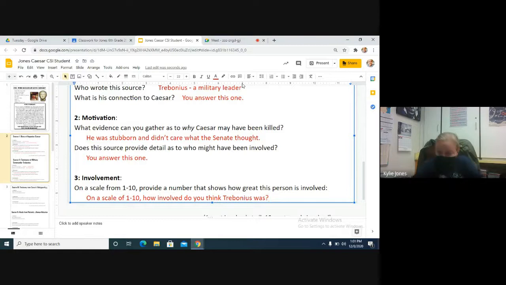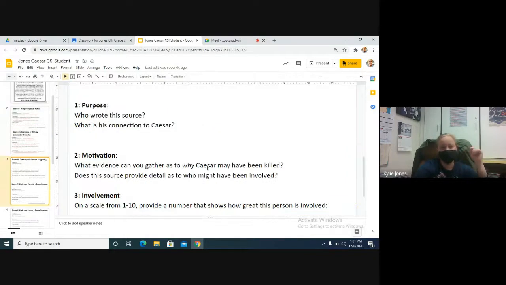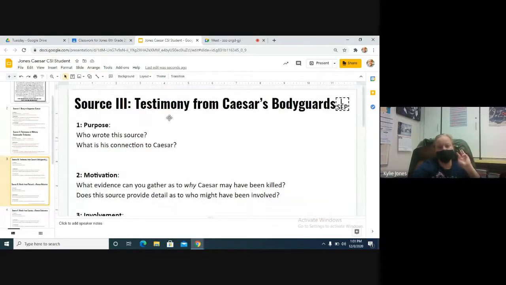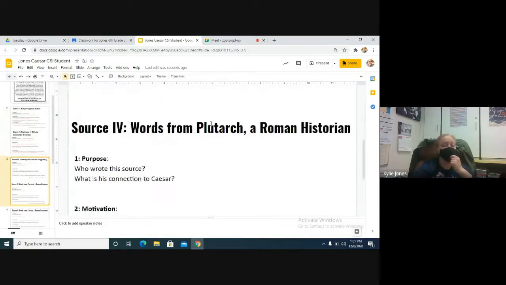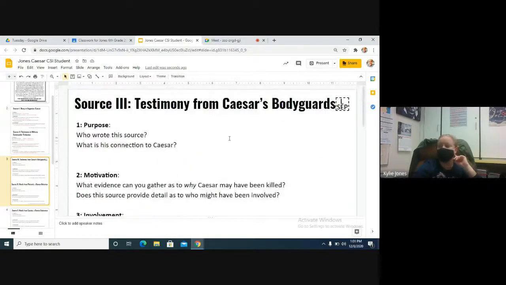All right. Let's go ahead and look at our next one. So that was slide number 2. You should have that one done. Let's look at slide number 3. On this one, we have source number 3, which is a testimony from Caesar's bodyguard. And we have source number 4, which is words from Plutarch, who is a Roman historian. So someone who studies Rome, right? We're going to start with source number 3, something from Caesar's bodyguard.